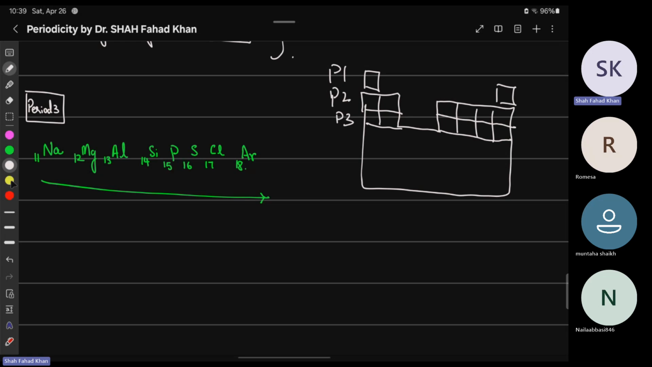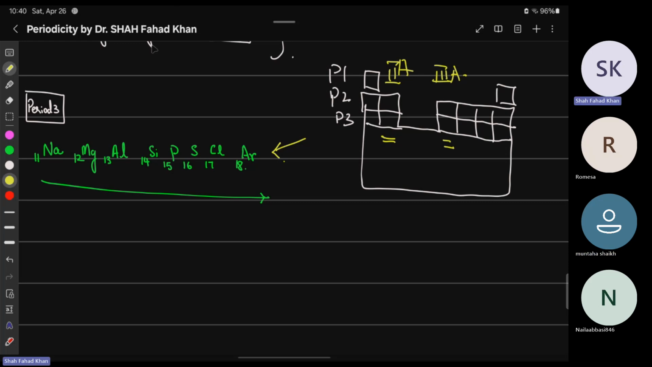Now, in period number 3, the element present right over here and the element present right over here, these two elements in the corners between group 2A and 3A, are the exceptions to the general trend. Which two elements am I talking about? Can you identify them in this period? Which of these are the exceptions?